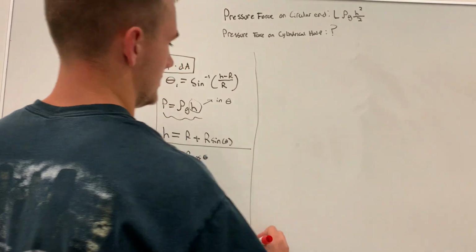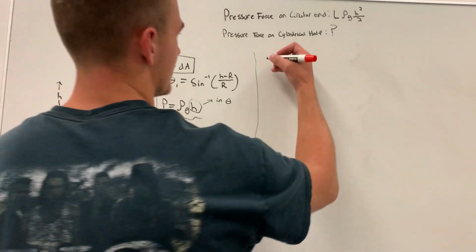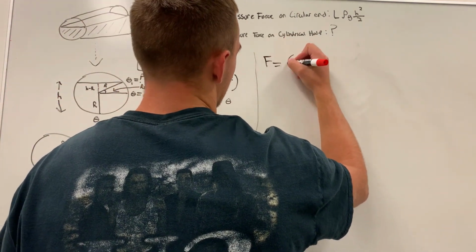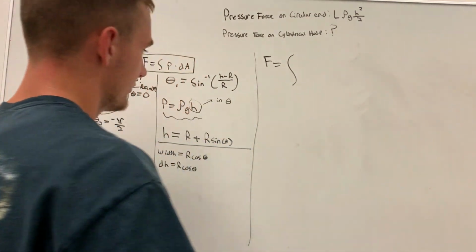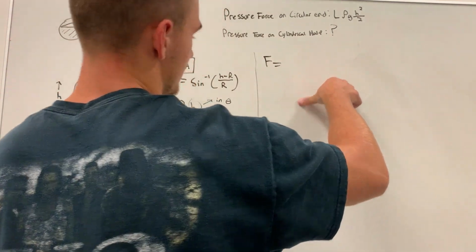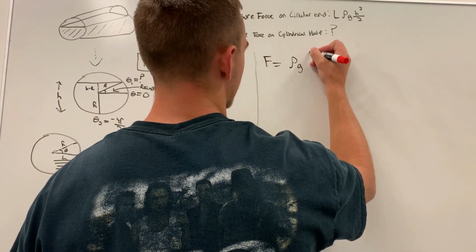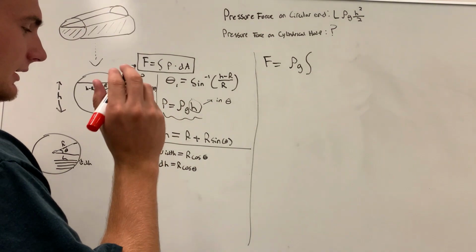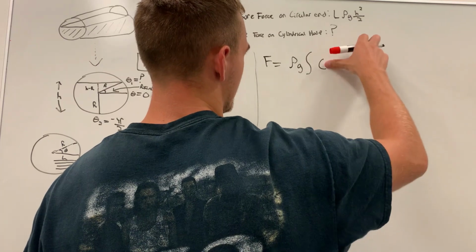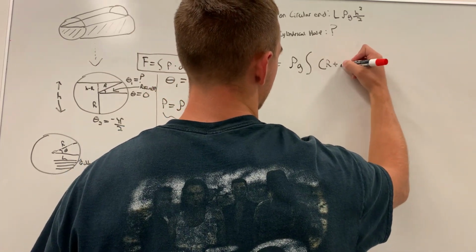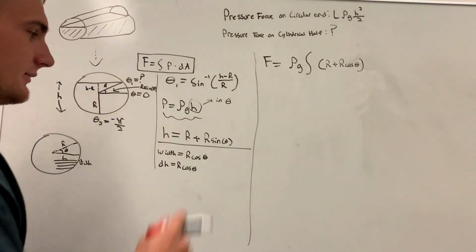So we'll write everything for the integration here on the right hand side. We have our pressure force is equal to the integral. So we have pressure, and we know that this is rho g h. Let me take rho g out because they will be constants. So we'll have rho g times the integral of H, which is R, the radius, plus R cosine theta, which we have derived earlier.